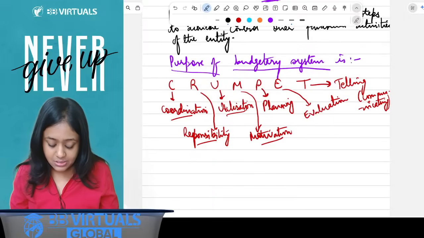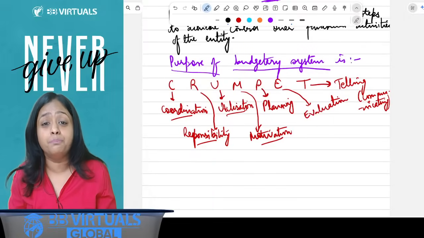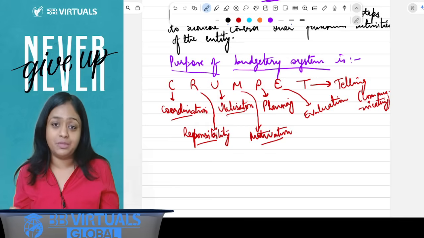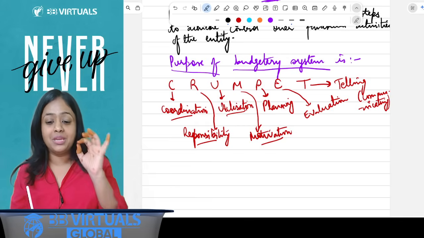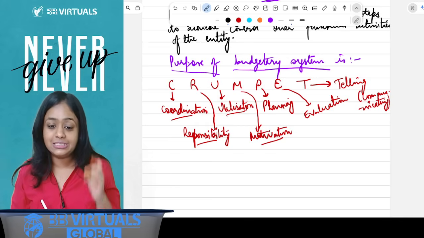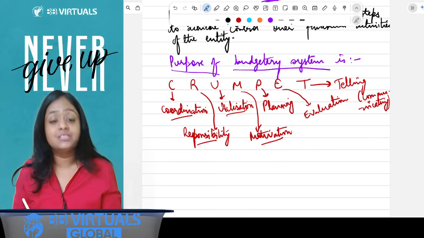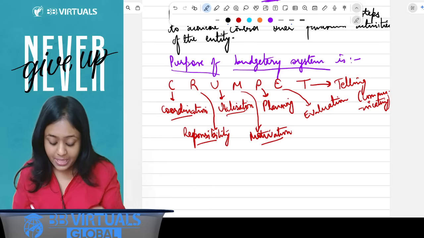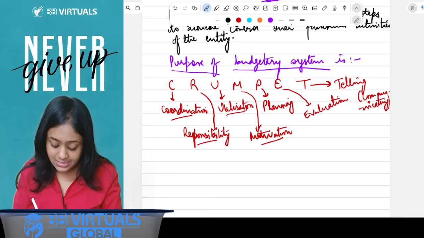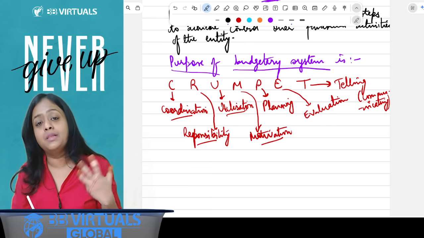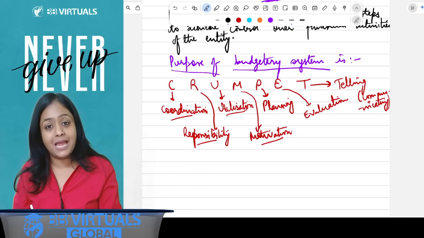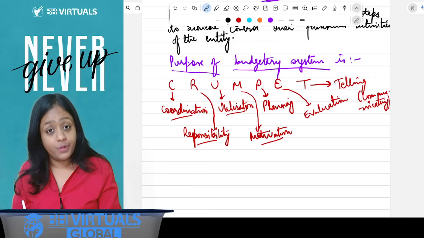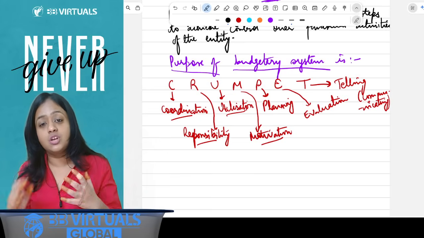Let's quickly see what the purpose of a budgetary system is. Remember it with the mnemonic CRUMPET, because many times when it is asked in an MCQ, students tend to forget. C means coordination: the budget should have coordination. R means responsibility: responsibility should be fixed for the budgets. Who is responsible for what area? U is utilization of resources. M is motivation of the people, employees and managers. P is planning, which is a core purpose of budgeting. E is evaluation of the outcomes, the controlling process.